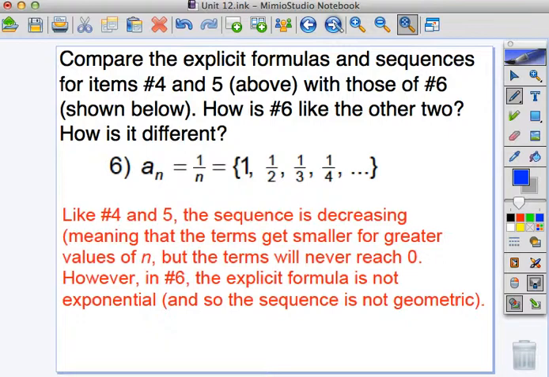Even though, yes, your terms are decreasing, they're getting smaller and smaller and smaller, and you're never going to reach 0, this is an other sequence, not geometric, okay? This is not a geometric sequence. All right, so why do we need to know about all this?